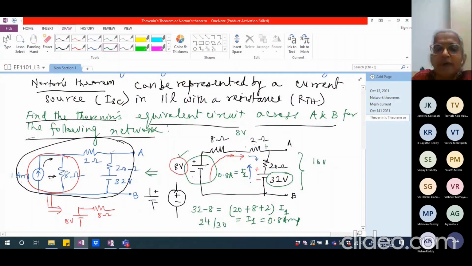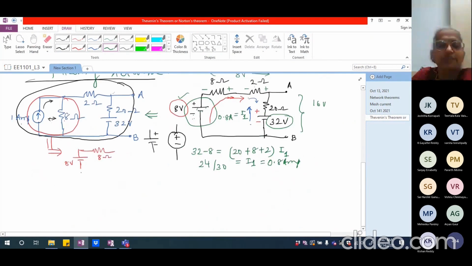So I will have plus minus here, and this plus minus is also additive. So 8 volts is totally dropped across these two resistances and 8 volts is here. So 8 plus 8, 16 volts. Is this clear? So I'm going to have VAB as 16 volts. This is the open circuit voltage.